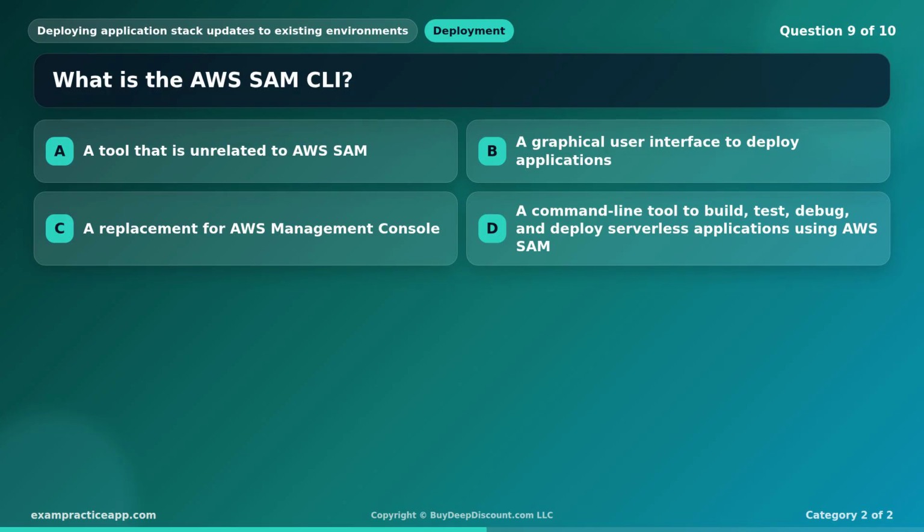Take a moment to choose your answer. The correct answer is option D. A command line tool to build, test, debug, and deploy serverless applications using AWS SAM.